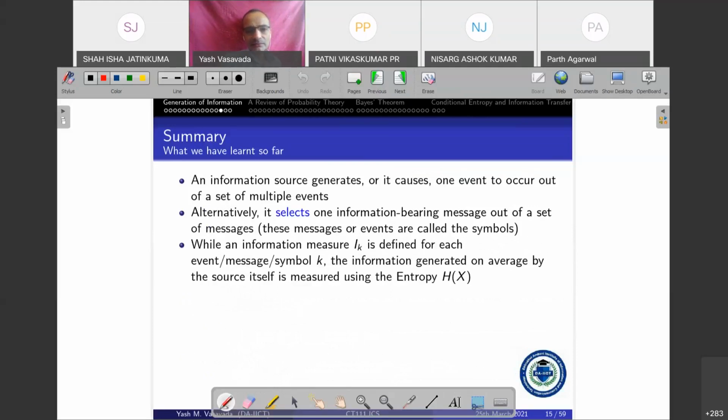Basically, what is happening is that the information is not being generated by a particular symbol, in fact. The underlying mechanism is the mechanism of selection. The source selects one symbol out of multiple possible symbols. That selection is the underlying mechanism by which the information gets generated. You can almost say that the source is the cause. It is the causation. It is the motivation for this particular symbol to get selected. And that selection is what is generating the information.